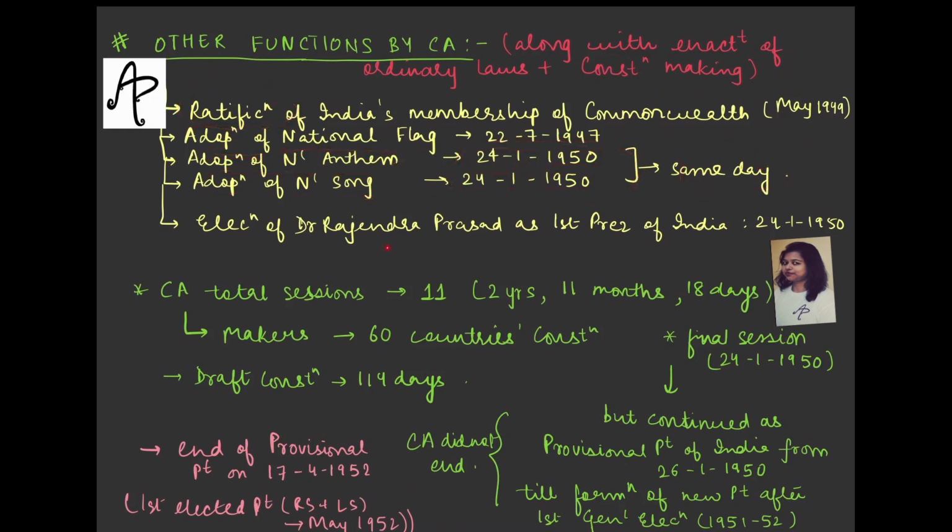Also, election of Dr. Rajendra Prasad happened as the first president of India on 24th of January 1950, the same day. Total number of sessions that the Constituent Assembly sat for: 11 sessions across the period of 2 years, 11 months and 18 days. Roughly जिसको हम 3 years बोल सकते हैं.